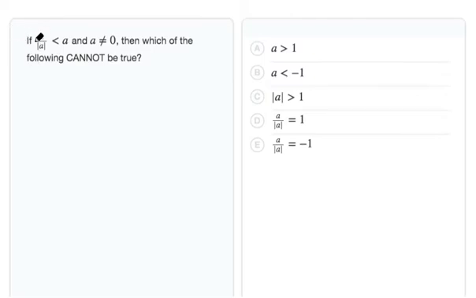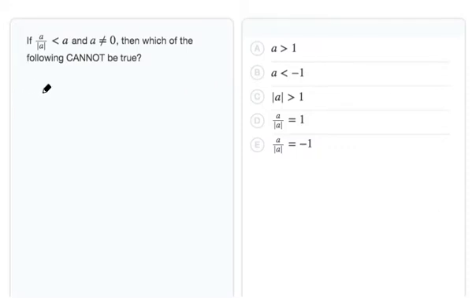We're told if a divided by absolute value of a is less than a and a is not 0, then which of the following cannot be true? So when we pick our values for a and test these answer choices, we're looking for which of the following answer choices would never happen. So if one of these actually is satisfied by our choice for a, we can check it off and cross it off as an answer choice because it could happen. So we're looking for the one that can't happen.